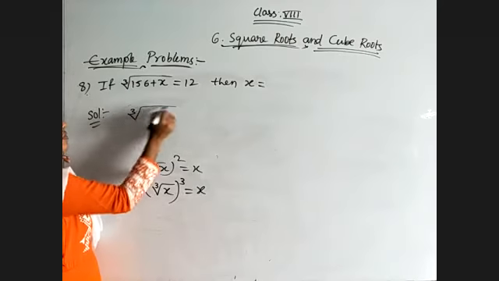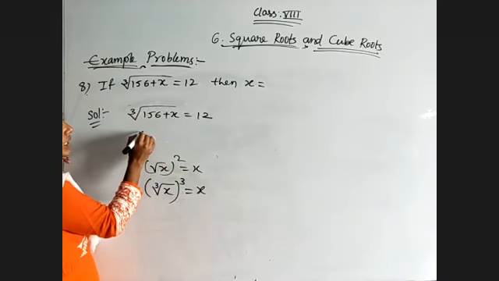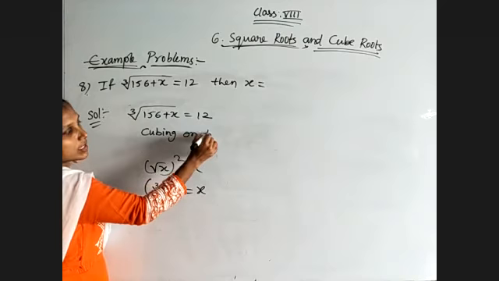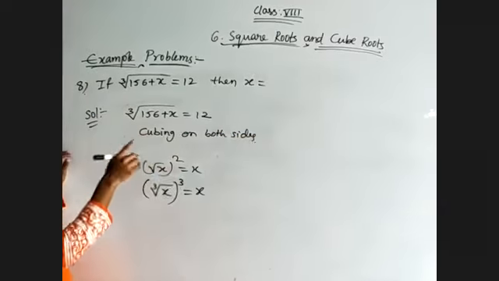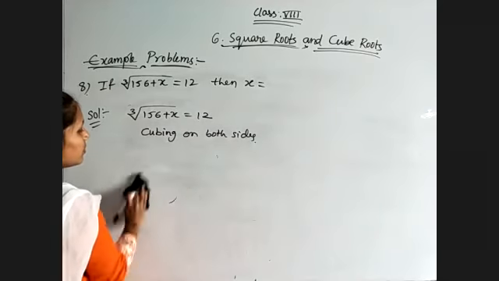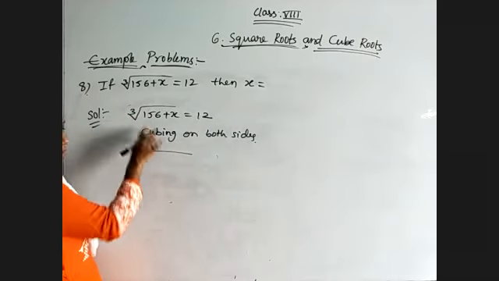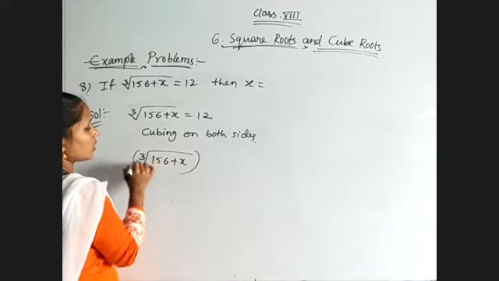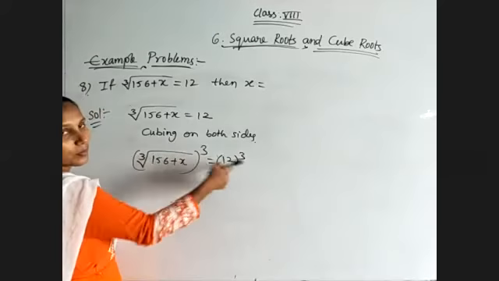Cube root of 156 plus x is equal to 12. Then cubing on both sides, which means we must take the cube on both sides, to cancel this cube root. So 156 plus x whole cube is equal to 12 cube. Both sides we get cube.